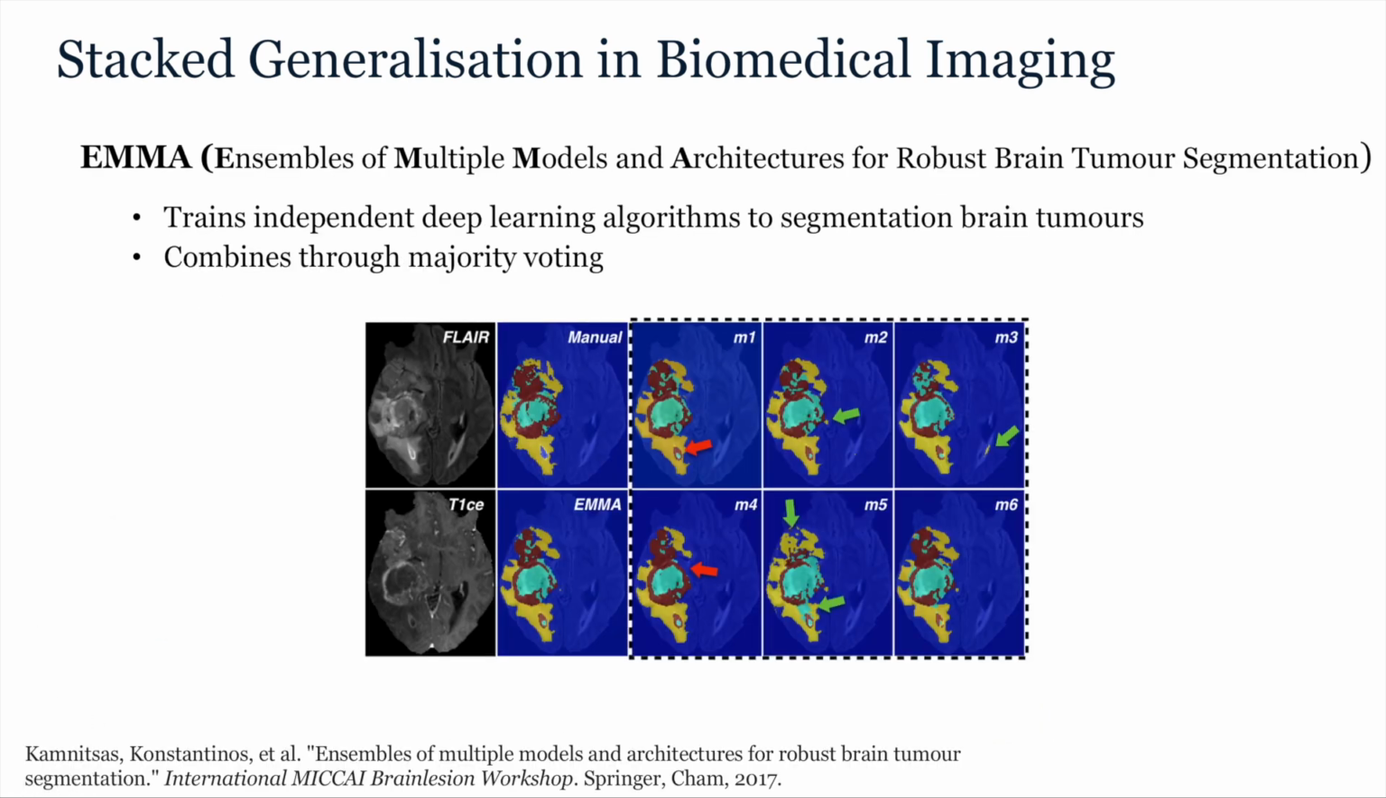On the other hand, the ensemble EMMA, nothing to do with me incidentally, combines an ensemble of separately trained deep learning segmentation models. Each use very different architectures. The results are then combined through simple majority voting to improve the performance of deep learning based brain tumour segmentation.